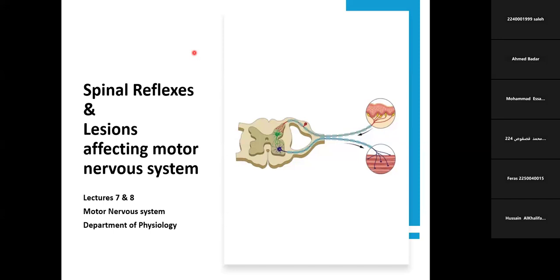So inshallah, most of the questions will be from the tutorial, and 100% of the questions will be from the slides. No question out of the slides. All right, so the last lecture is about spinal reflexes and lesions affecting the motor nervous system. Now, we will discuss some diseases which are related to the nervous system, the motor nervous system, and we will discuss the reflexes. Ready? Bismillah.